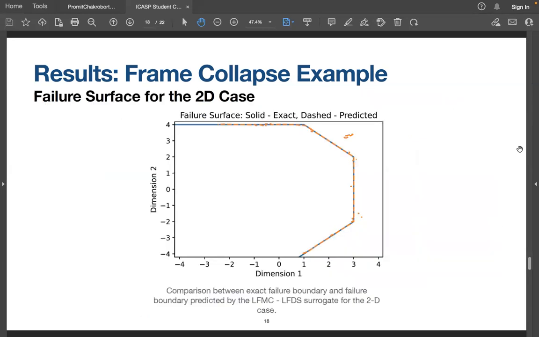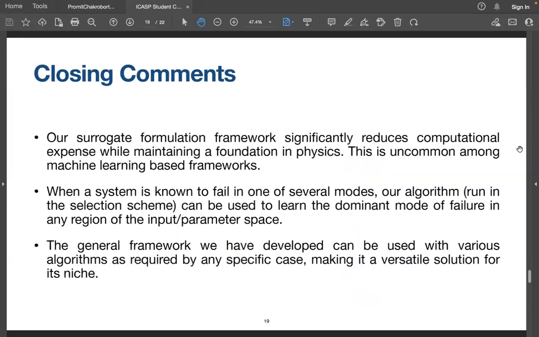Finally, a quick figure for the 2D case, where we compare the failure surface of our proposed method, which is the dashed orange line, to the exact failure surface of the problem, which is the solid blue line. And we see that the predicted failure surface matches really well with the exact case.